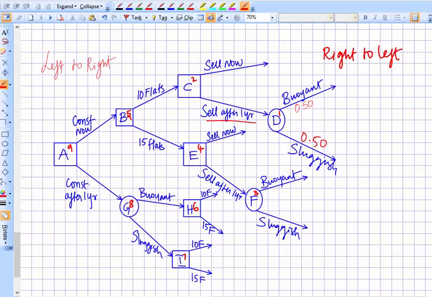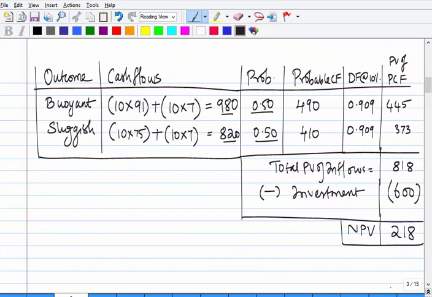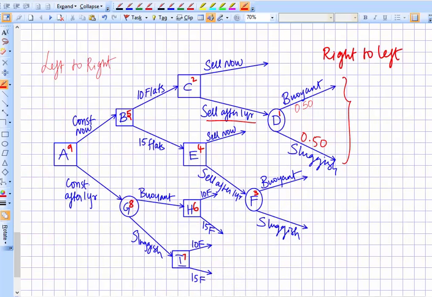The diagram says if he goes for constructing 10 flats and sells it after 1 year, and after taking all these probabilities and cash flows into consideration, what we conclude is the net benefit is going to be 218. So we can capture that here. We can say that if he is going to sell after 1 year, the benefit he gets is 218.